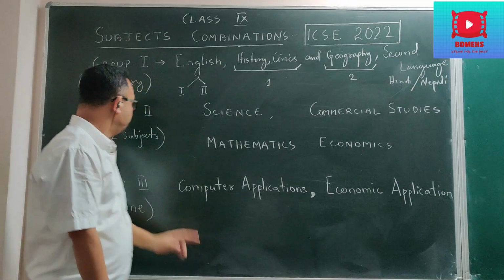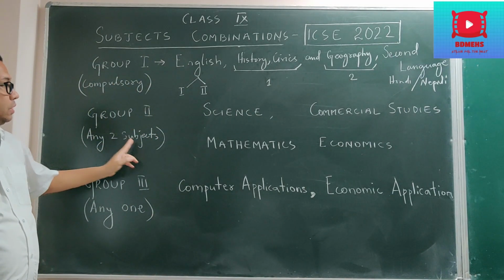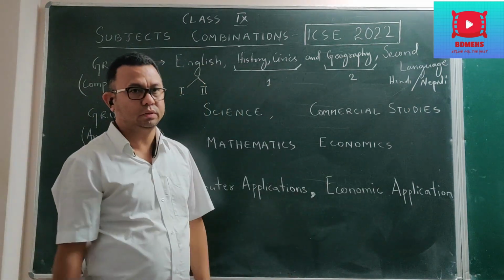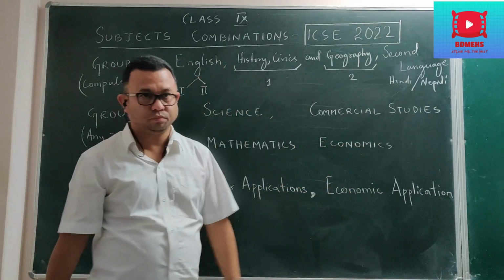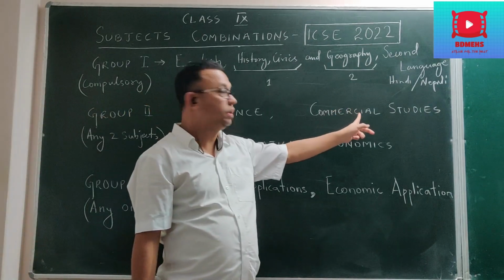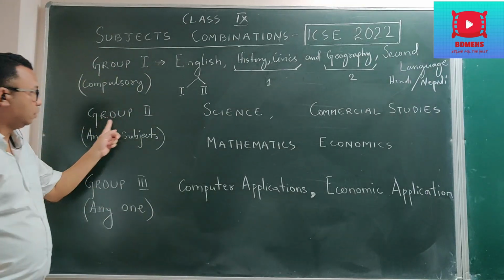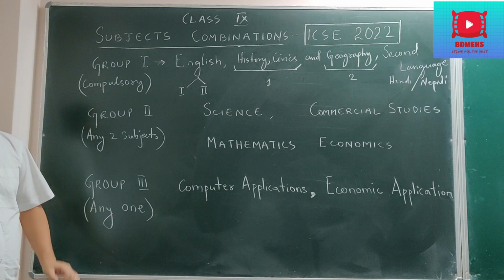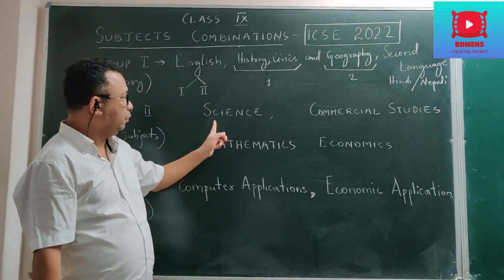Then going on to group 2, in group 2 you can take any 2 subjects. There are 4. Even though the council, the board, has offered many, our school is offering you 4 subjects. They are science, mathematics, commercial studies and economics. There are 4 subjects, and out of the 4 subjects you can take any 2 subjects. But now let me tell you what the different options are if you are categorized.